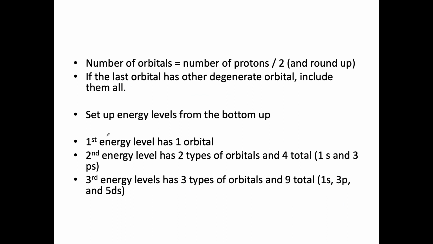Now, how I explain this is that number of orbitals equals the number of protons divided by 2. Oh, you always round up. If the last orbital that we calculate has other degenerate orbitals, always include them all. This is where we get the stability and how we can add electrons to make negative anions. And we talked about this earlier.